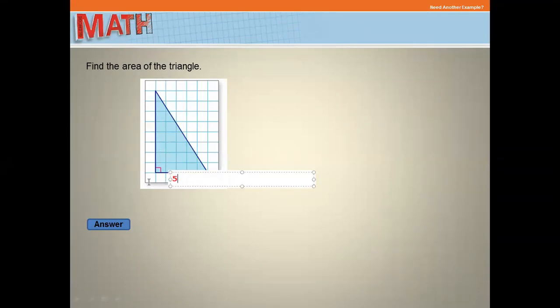And how many units for the height? 1, 2, 3, 4, 5, 6, 7, and 8. So the height is 8. Now, let's write down the rule. The rule says that area equals what? Base times height and divided by 2. Sometimes we write it as half base height, and both are right.